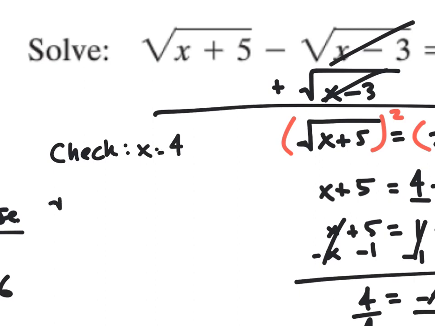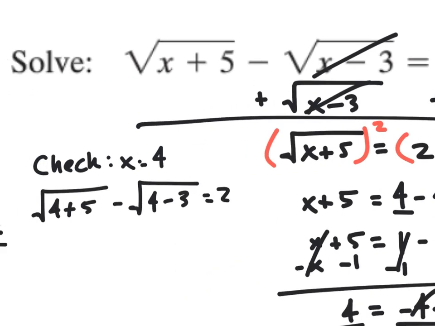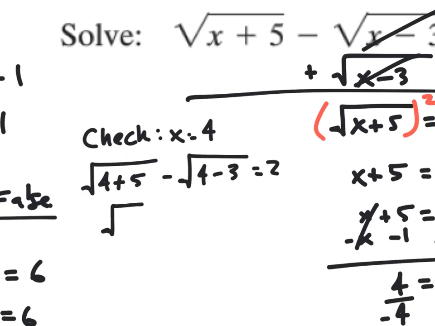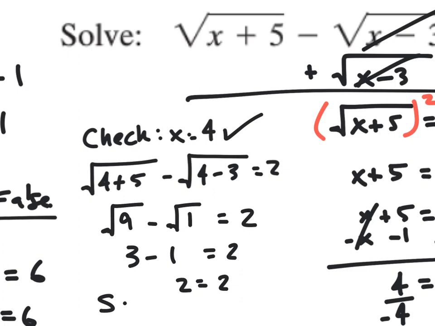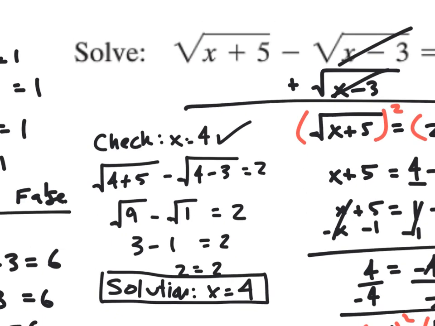So I get the square root of 4 plus 5 minus the square root of 4 minus 3. The question is, do we get 2 as a result? The square root of 4 plus 5 is the square root of 9, minus the square root of 1. Square root of 9 is 3, minus the square root of 1 is 1. 3 minus 1 is 2, equals 2, and we are good. So our solution is that x is equal to 4. But in these problems, you do need to check. All right, that one's pretty tricky.